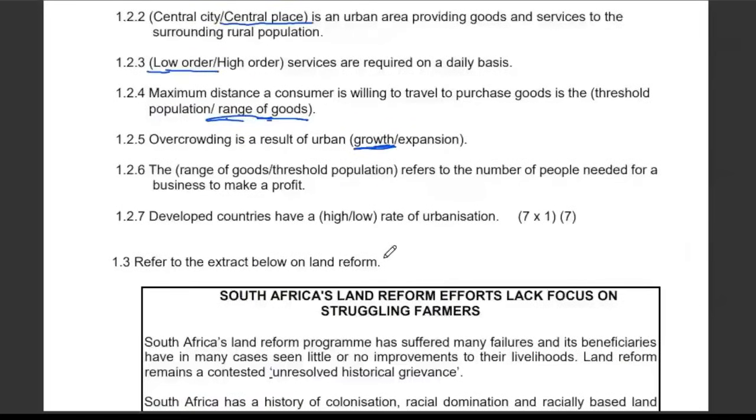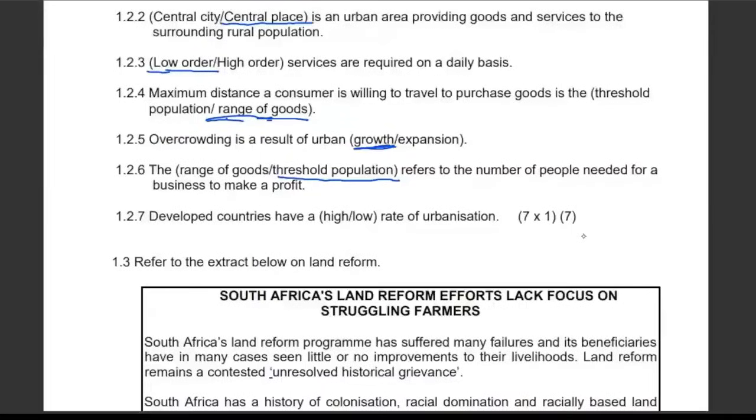Right. The dash, is it range of good or threshold population? Refers to the number of people needed for a business to make a profit. That is a threshold population. Threshold population, we are looking at the minimum number of people required to support a service in order for it to sustain and make a profit. So it implies that there is a certain number of people who must be in a given area to support a business, of which if the number falls below the minimum required, that business will fail and automatically will close because it won't be having sufficient customers to support its provisions.